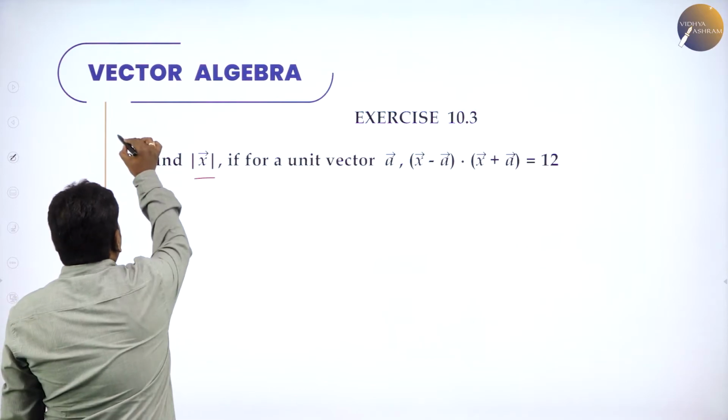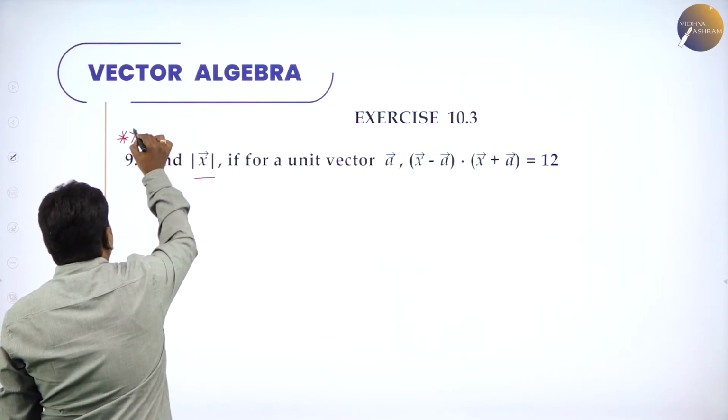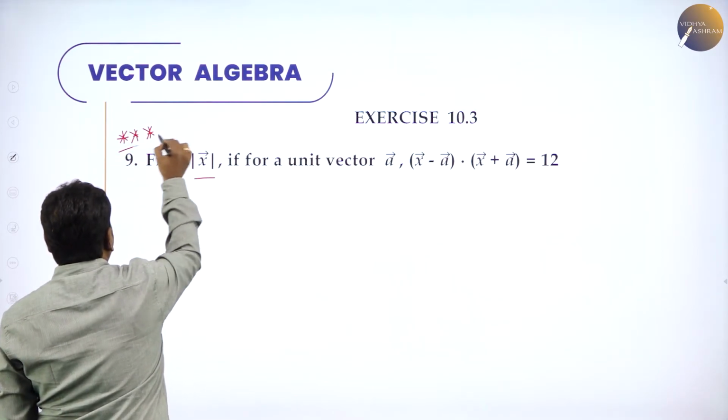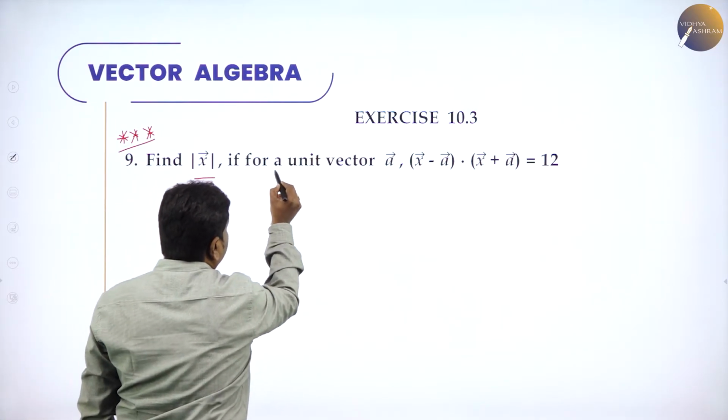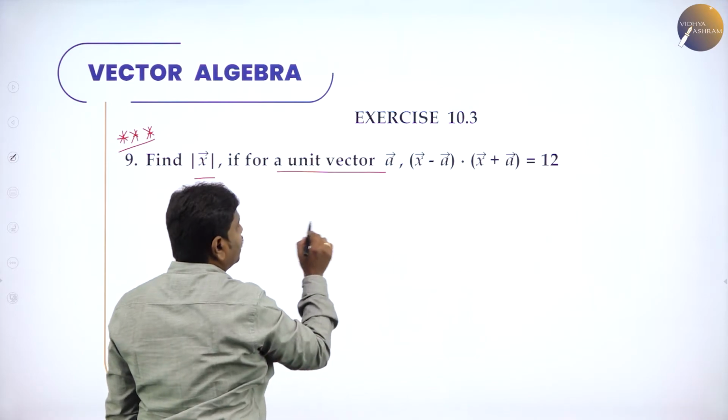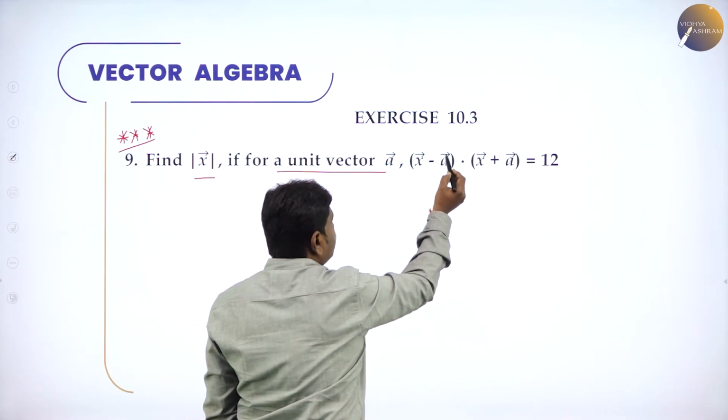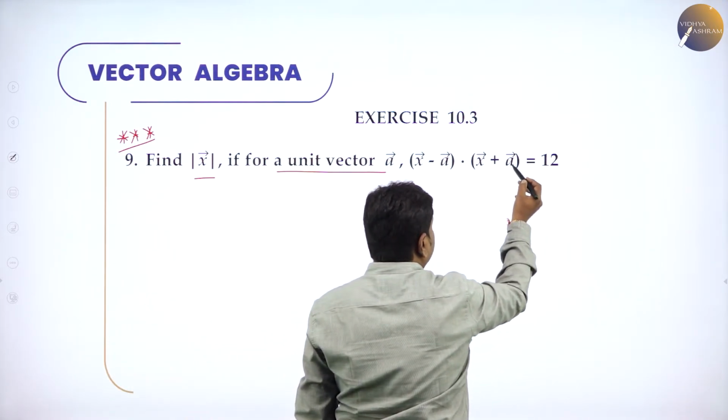Find magnitude x. One of the important problems for your board exams. Many times they've asked this problem. Find magnitude x if for a unit vector, vector A. A is a unit vector. Vector x minus vector A dot vector x plus vector A is equal to 12.